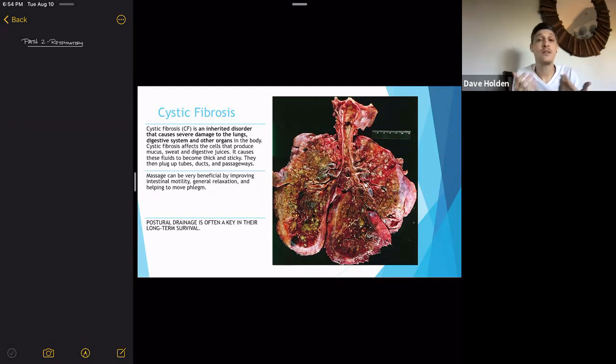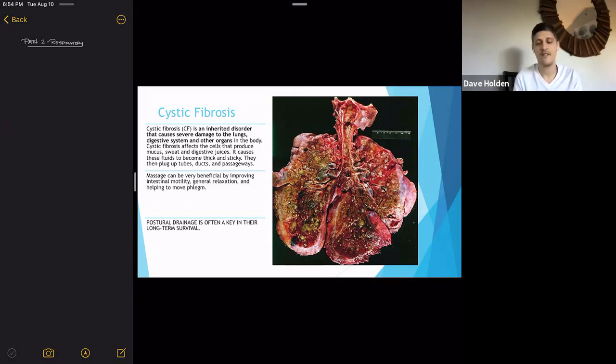And it helps to move phlegm along. The phlegm in their lungs is thicker and stickier than it should be. So you really might consider the positional system where you dangle them upside down and shake them really hard. No, I'm kidding. But you angle them upside down and you push the fluid out of their lungs.